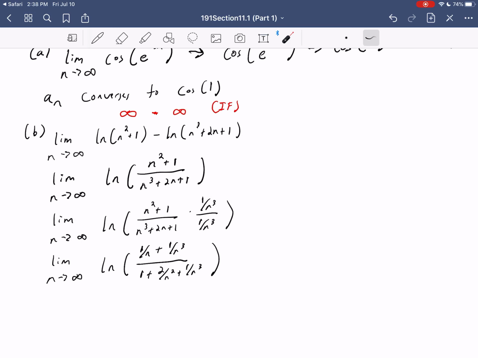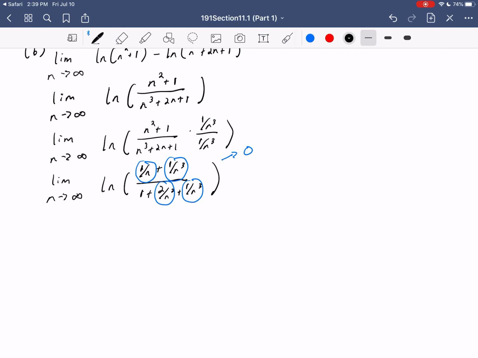Okay, what's going to happen with this? Well, this, and this, those are all going to tend to 0 because they're all numbers over something that gets larger and larger. So if we think about this, this is going to be tending towards the ln of, up in here, this is going to be 0 over 1. So this is going to be tending towards ln of 0.